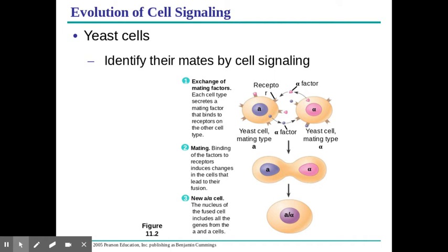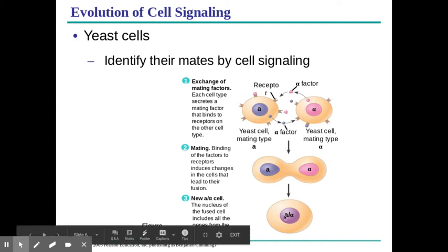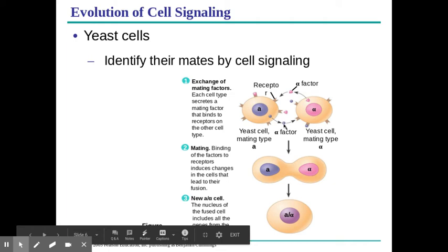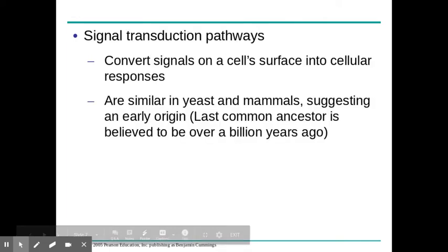If we look at some really primitive cells like yeast, this is how they can reproduce. You can see here 2 different yeast cells. We have an A cell and an alpha cell, and they're going to exchange some factors. That's what you're seeing here. An alpha factor is being interchanged between them, and what you're creating is an A alpha cell. So these 2 cells have communicated via chemicals with each other and made a new cell.